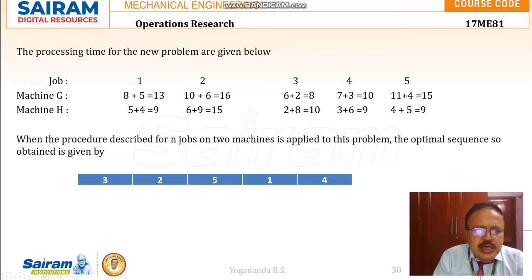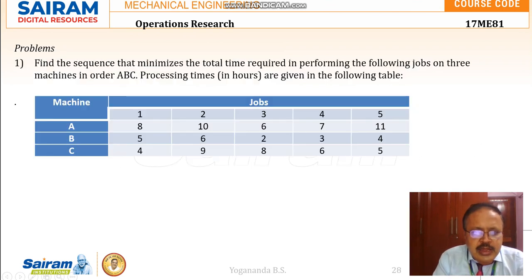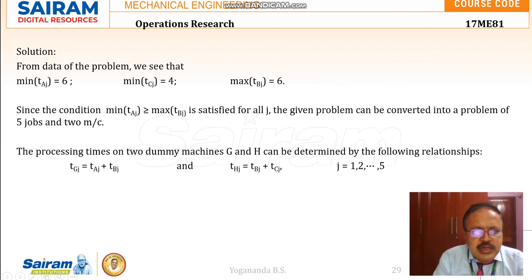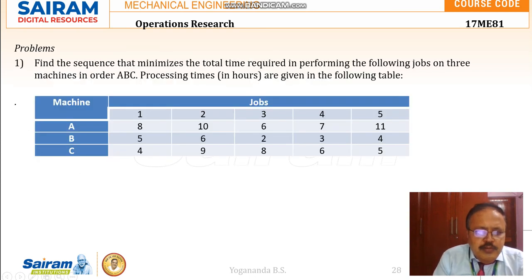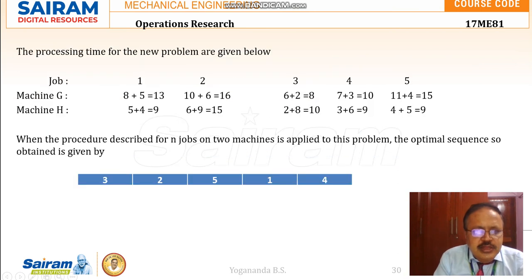So G and H will be obtained by adding. A and B will be added: 8 plus 5, 13; 10 plus 6, 16. Like that we get the processing times on machine G. Then B and C will be added: 5 plus 4, 9; 6 plus 9, 15. Like this. Now we know when we have a 2 machine problem, we use Johnson's algorithm.